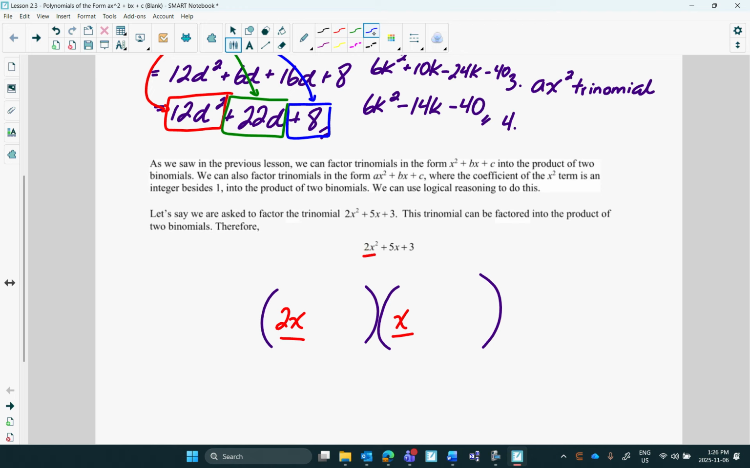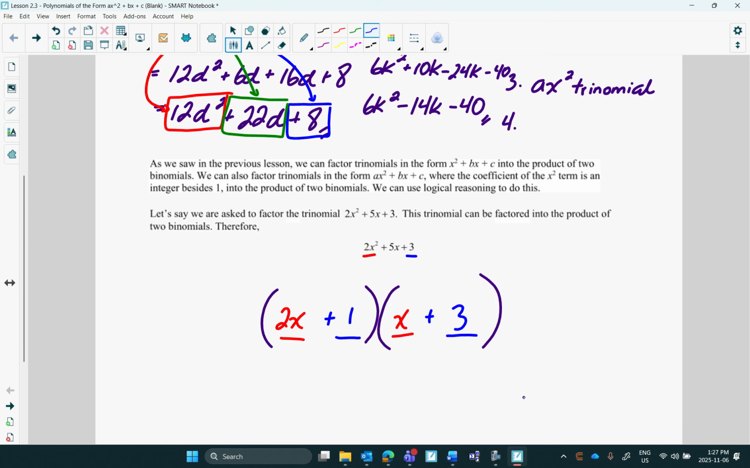Remember I said the last two have to multiply to get the last one. What two numbers multiply to get 3? 1 and 3, both positive, right? So this could be the answer, except I haven't checked the middle term yet. Do you remember how to check the middle term? It's multiply, multiply, and combine and see if you get the middle.